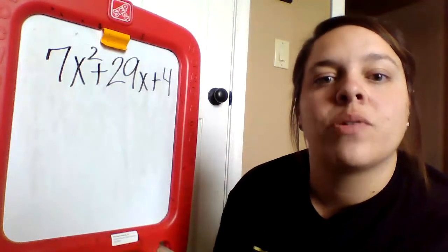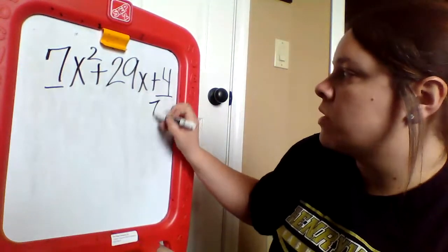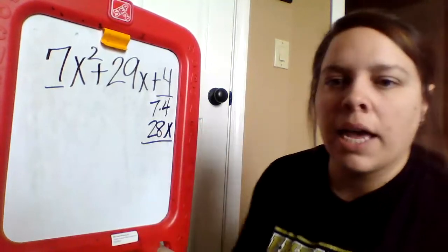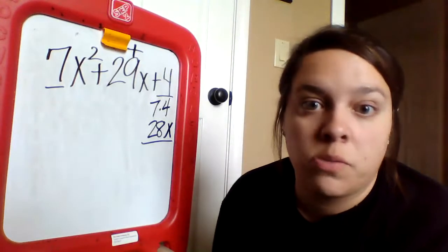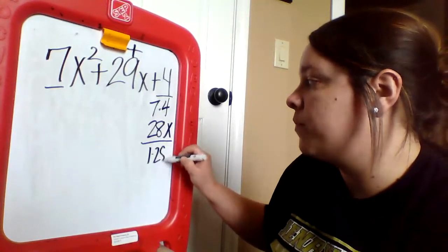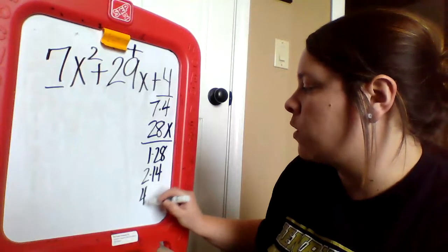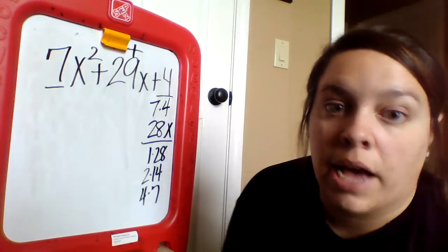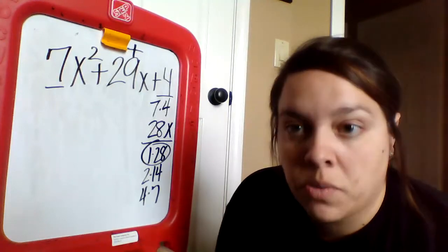So first thing I do is slide, which means I multiply A times C. So 7 times 4 is 28. So I'm looking for two numbers that multiply to that 28, but add to the 29, just like I was doing before. So numbers that multiply to 28. 1 times 28, 2 times 14, 28 divided by 3 is a decimal, 4 times 7, and that's it. So you have to think, which one of those adds to 29? 1 and 28. 1 times 28 is 28, 1 plus 28 is 29.